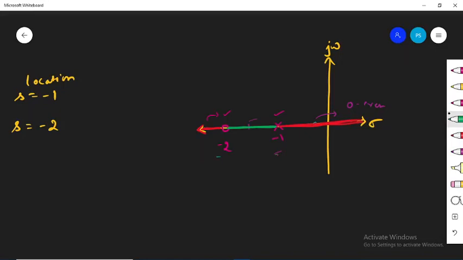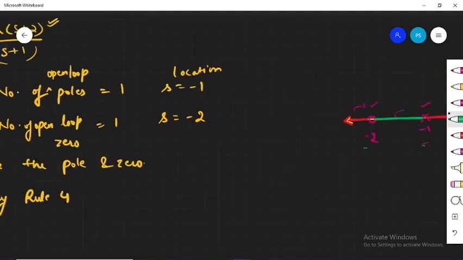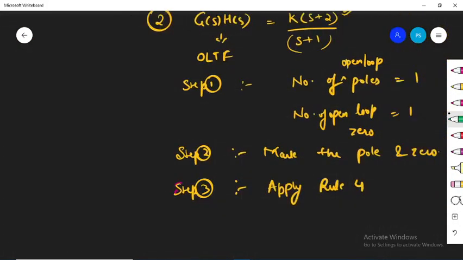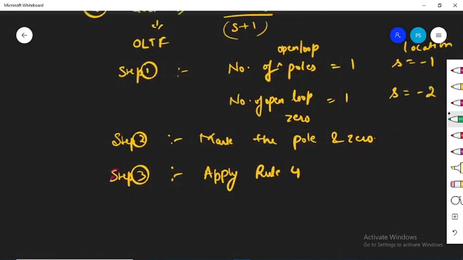So this will be our third step. The fourth step, I told you, will be to determine the value of p minus z. So just take that as the fourth step, step 4.